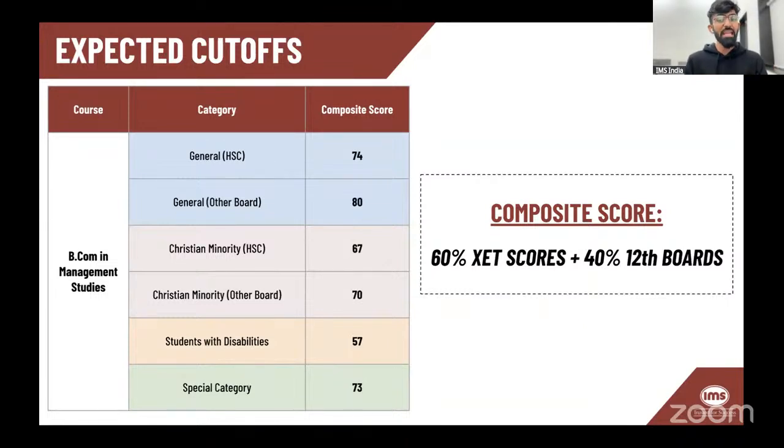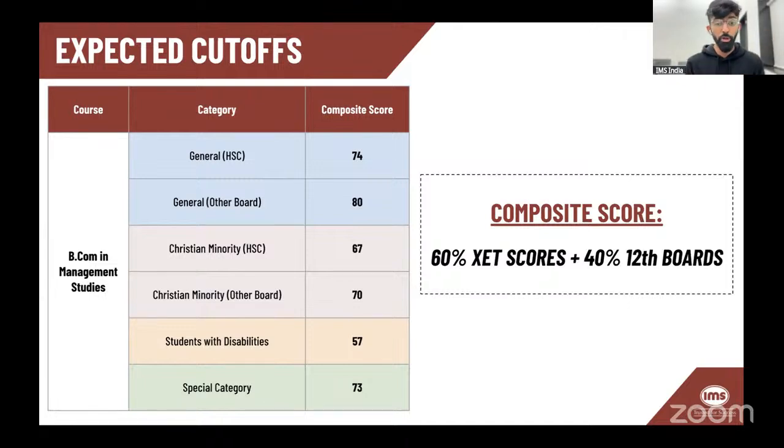Now, since your HSC scores are already out, you know how much you are scoring out of this 40%. Accordingly, you have to calculate for the remaining 60% and you can back calculate what would be a good score for you out of 100 in XCT to secure an admission for BMS in Xavier's College.